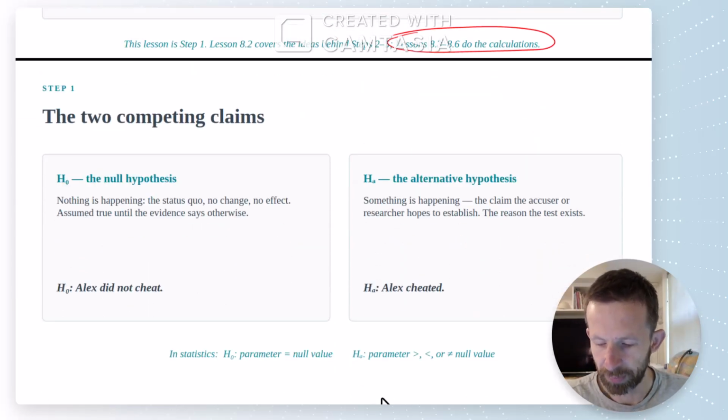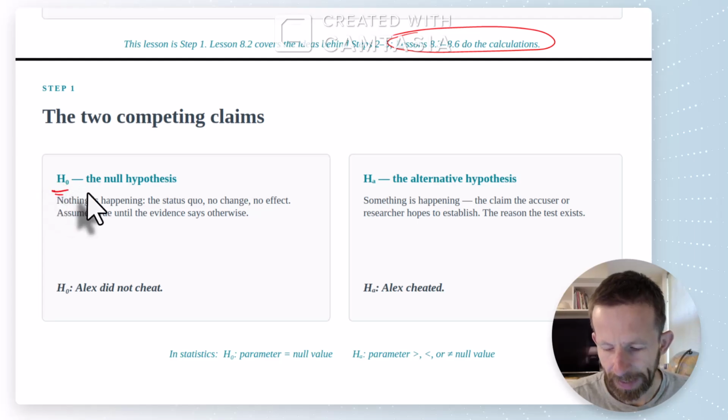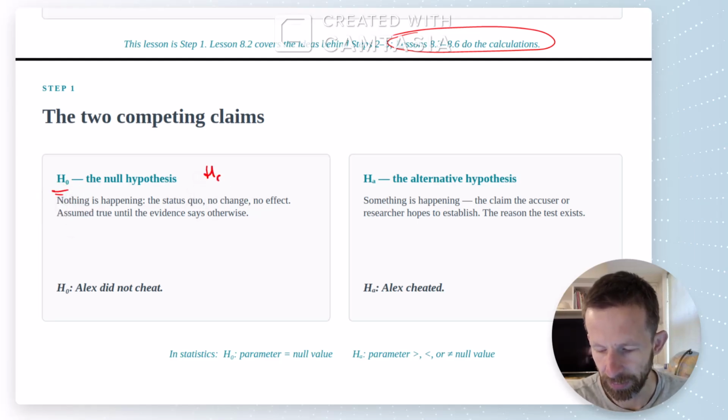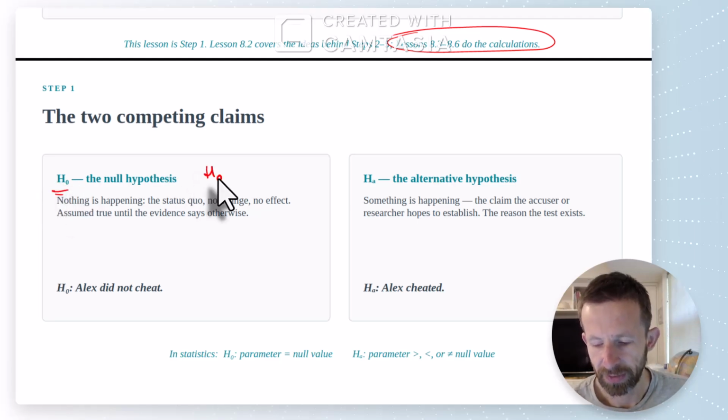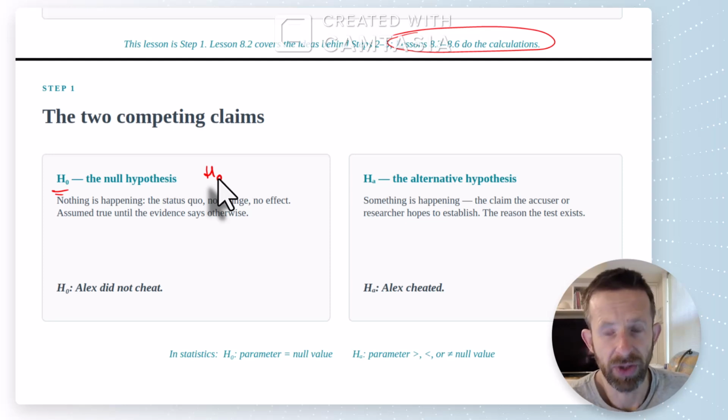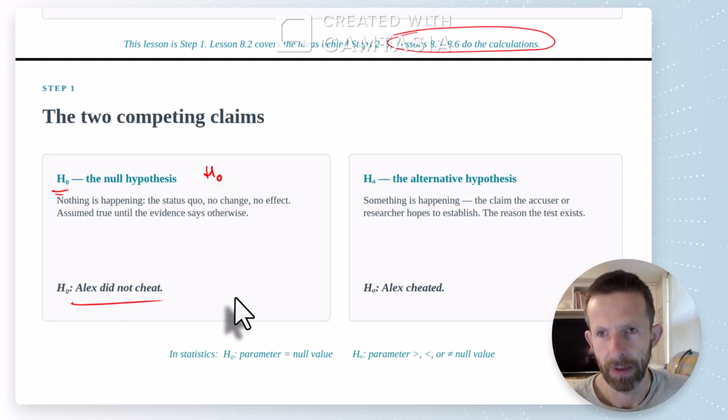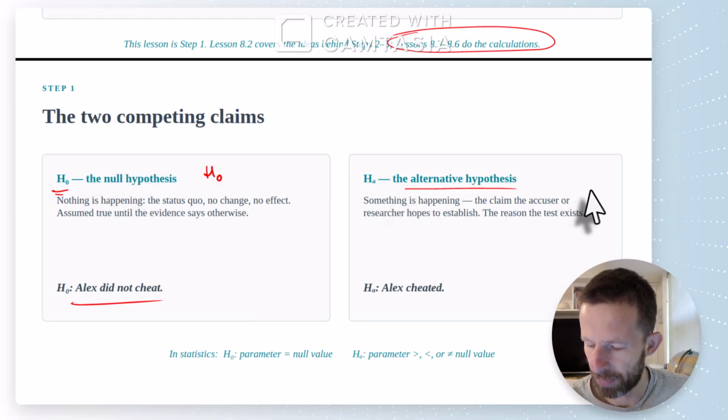All right, so 2 competing claims. H sub naught, so it's H with a little 0 written underneath. It's called the null hypothesis. Basically, nothing is happening: status quo, no change, no effect. Basically, it's like the assumption that Alex didn't cheat. I think anytime a student takes any sort of exam, the assumption is they're not cheating, and there has to be compelling evidence to have an alternate hypothesis.